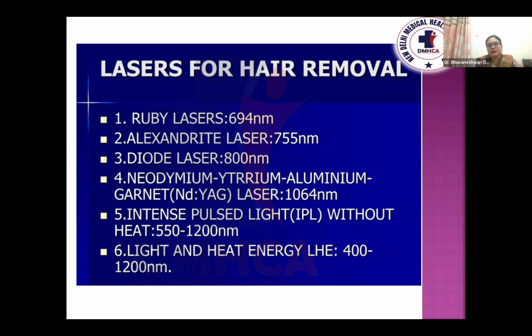We have to remember the wavelengths of each laser, we should know them by heart. ND-YAG is 1064, diode 810 or 800, Alexandrite is 755 nanometer and ruby laser 694 nanometer. Other methods are IPL, that is intense pulsed light, with a wavelength between 550 to 1200 nanometer, and light and heat energy, that is 400 to 1200 nanometer range. So these are the different lasers that are used for hair reduction.